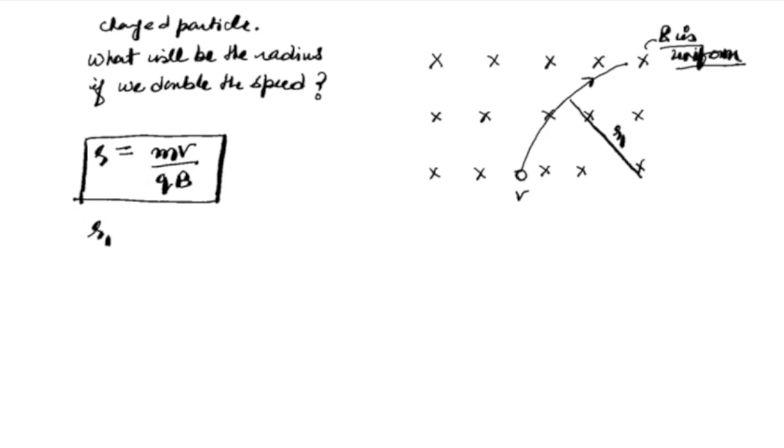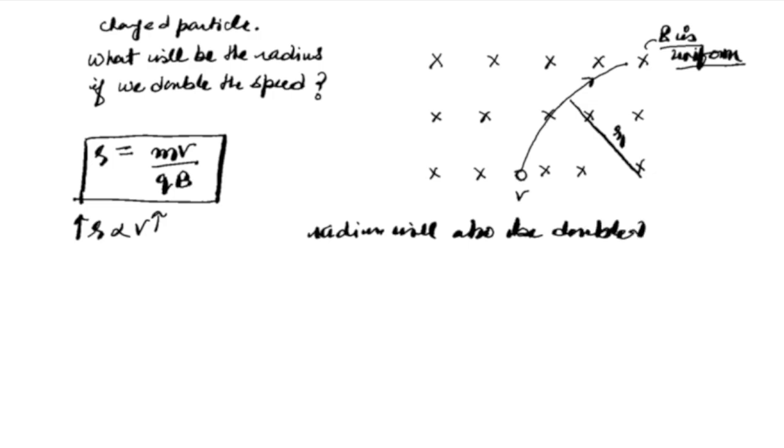So I can say the radius will be proportional to the velocity, because everything else is constant. So if I am doubling it, if I'm increasing the velocity to 2 times, the radius will also get doubled. So we can say for this that the radius will also be doubled. Now, some of you will be thinking, where has this come from?